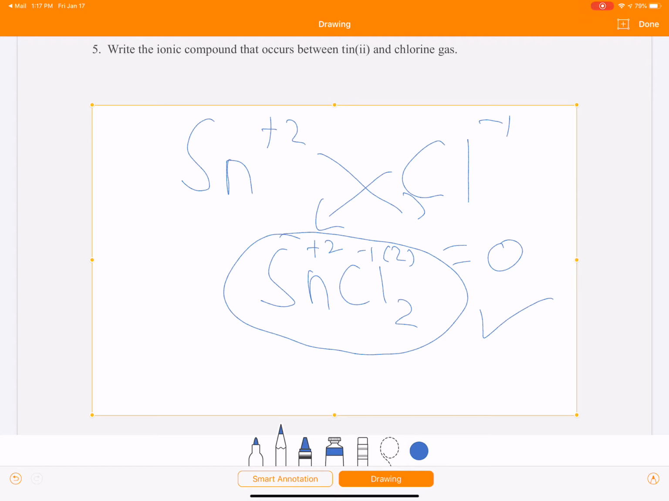So these are the basics of ionic compounds, how to write them, and how to name them as well.